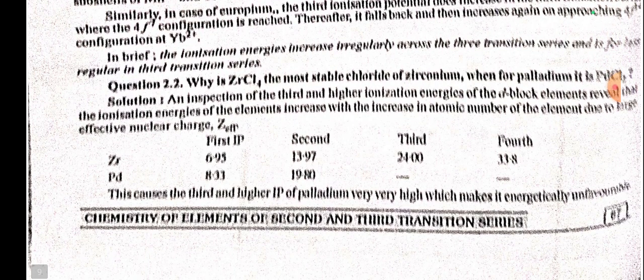In brief, ionization energy increases regularly across the transition series, though less regularly in the third transition series. That is why ZrCl4 is the most stable chloride of zirconium, whereas for palladium it is not. An inspection of the third and higher ionization energies of d block elements agrees with an increase in atomic number due to large effective nuclear charge.